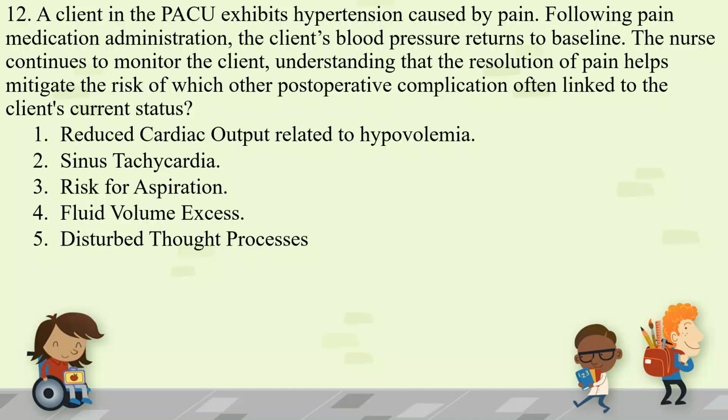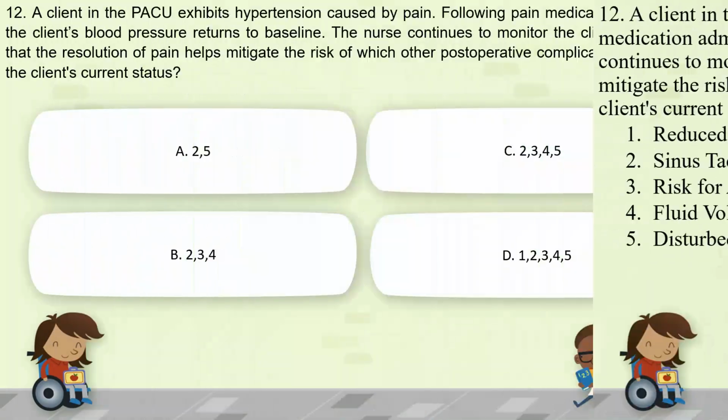So answer here is only sinus tachycardia and fluid volume excess. No, that's disturbed thought processes. Sorry, that's disturbed thought processes. So except 1, 3, and 4. So the answer here is 2 and 5. That's letter A.